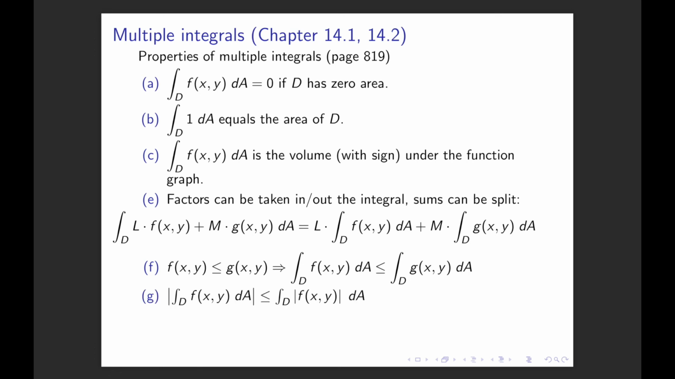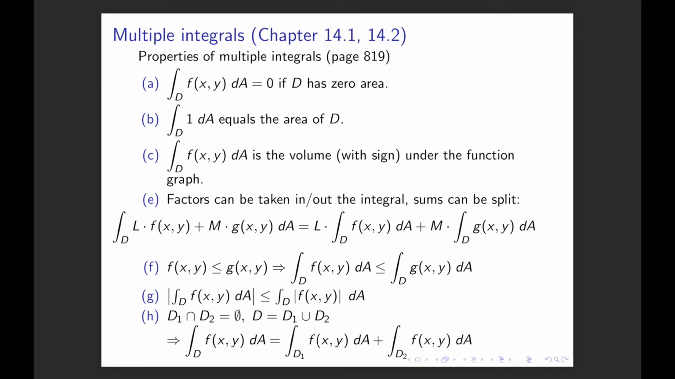G, this is a triangle inequality. If you put absolute values inside the integral, then the value is greater or equal. How does that come? Well, on the left hand side there could be negative values, and everything where the function values are negative is subtracted. If we first put everything above the xy plane, then the integral will stay the same or become more if we had any negative values.